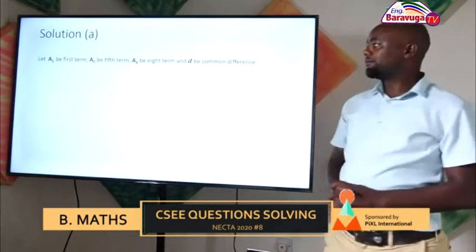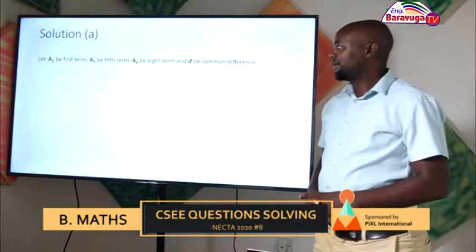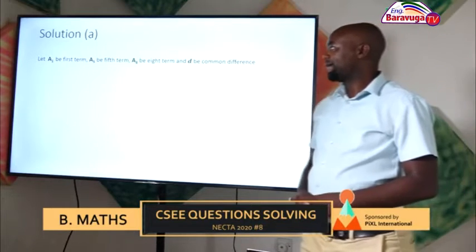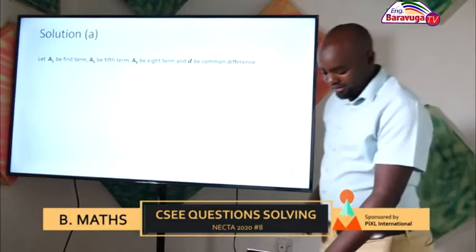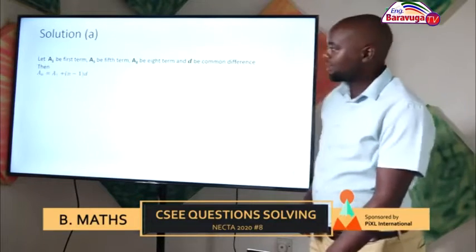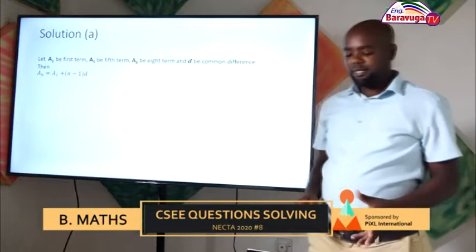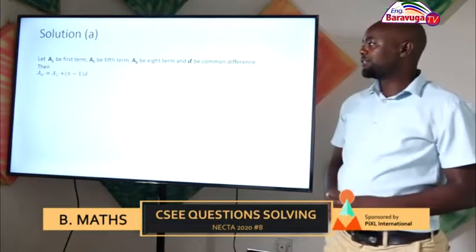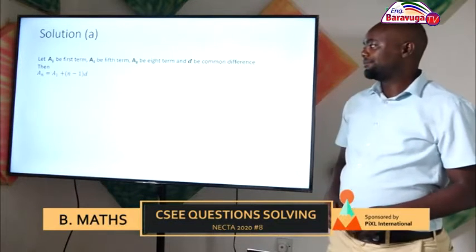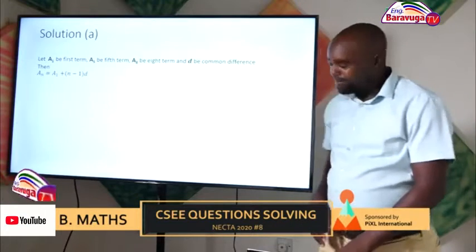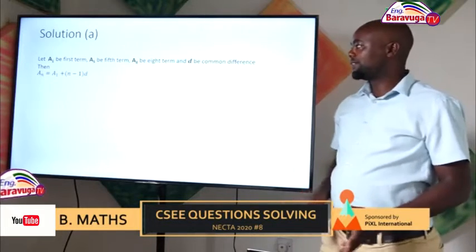For example, let A1 be the first term, A5 be the fifth term, and A8 be the eighth term. The last one, D, be the common difference. Then we have the general formula in this topic. The general formula says An is equal to A1 plus (n minus 1) times D. So n is any number, and A1, that means the first term, and so forth.